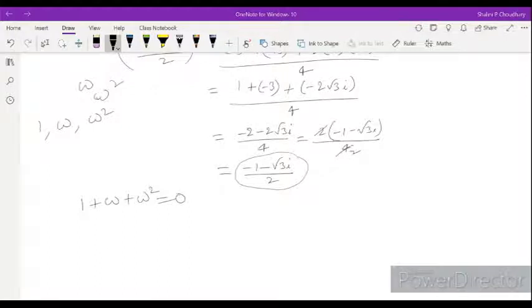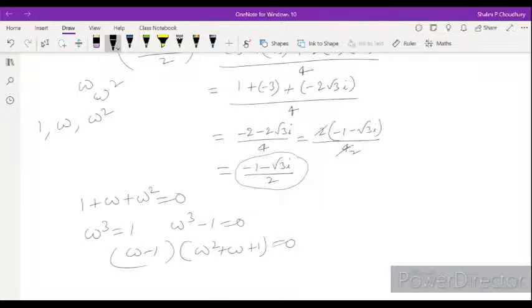Now if omega cube is equal to 1, then omega cube minus 1 will be equal to 0, and omega minus 1 into omega square plus omega plus 1 will be equal to 0. It means omega is equal to 1 or omega square plus omega plus 1 will be equal to 0. So omega minus 1 cannot be equal to 0, because omega is not equal to 1.